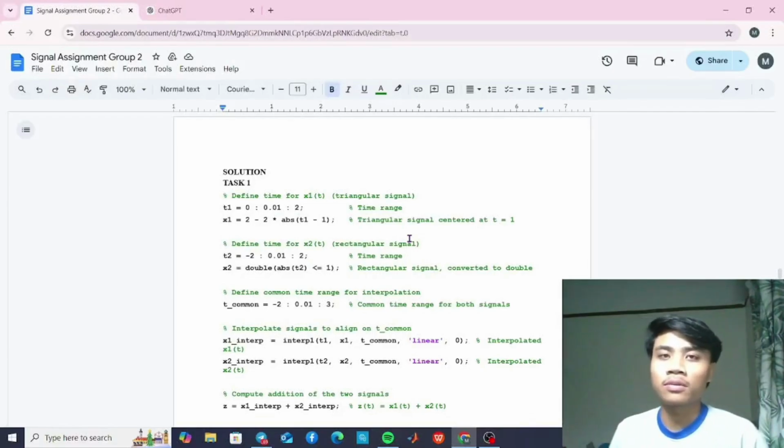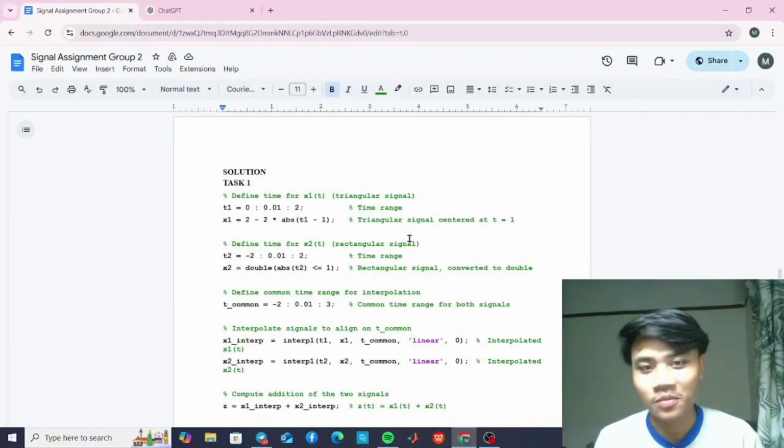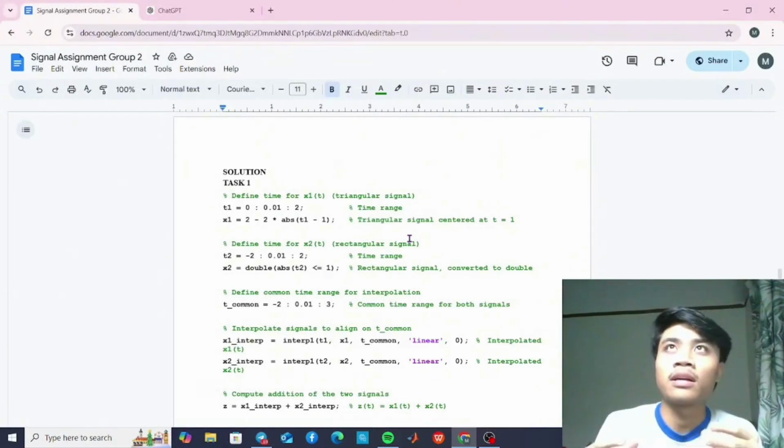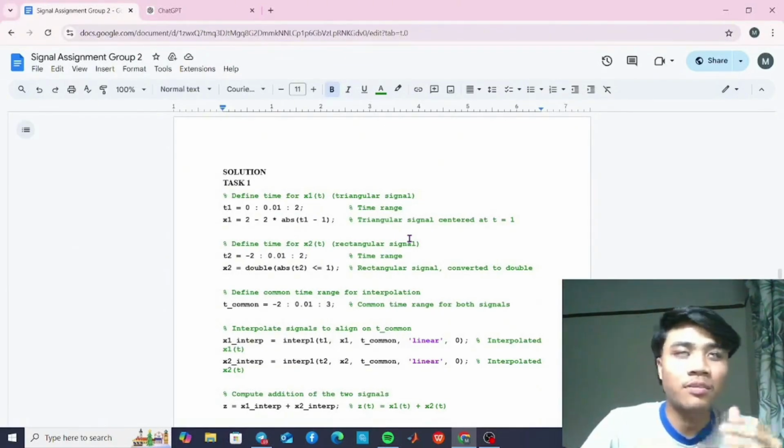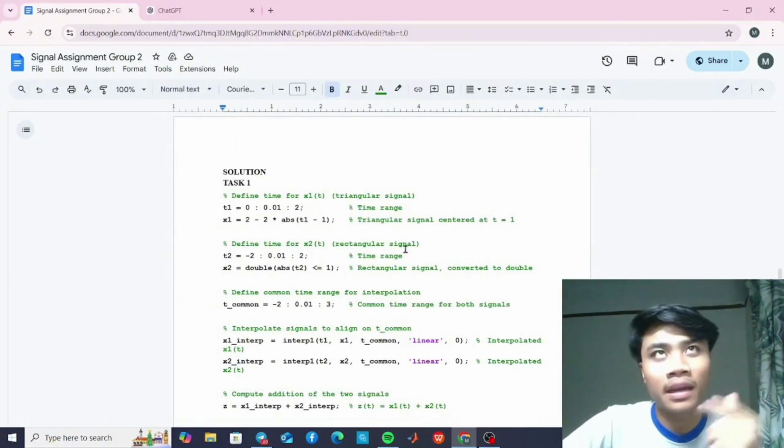Assalamualaikum warahmatullahi wabarakatuh, my name is Azizi Ashraf bin Riza, and I would like to explain about the assignment convolution and the MATLAB coding.